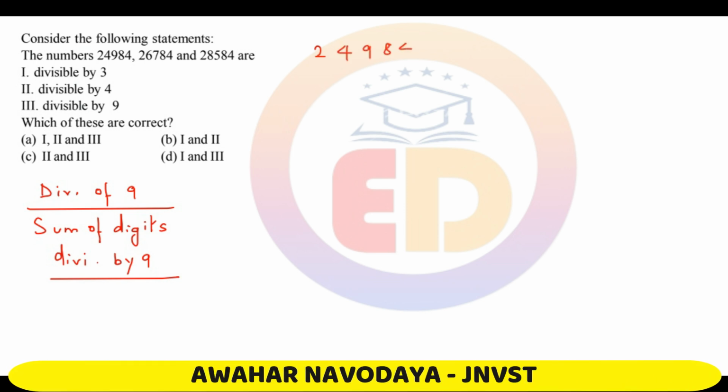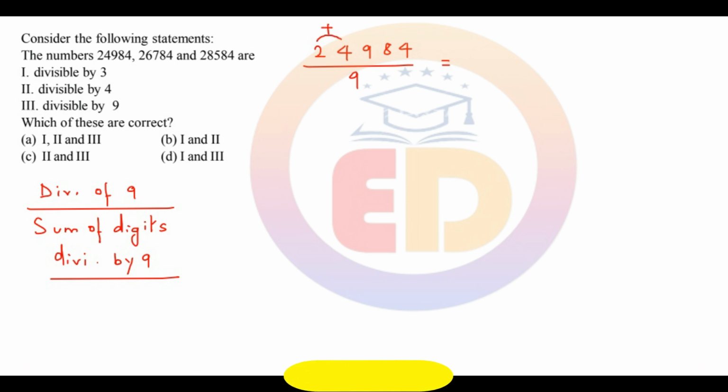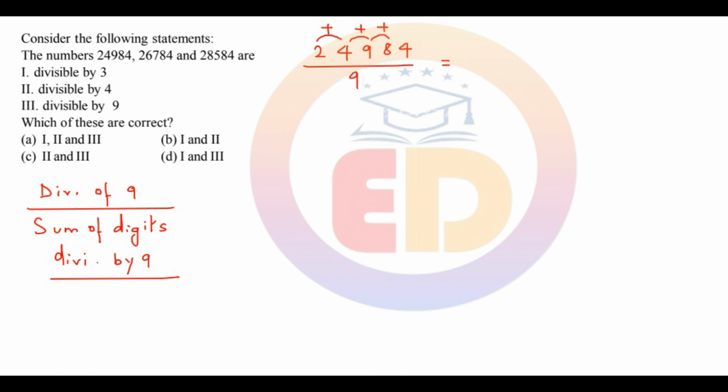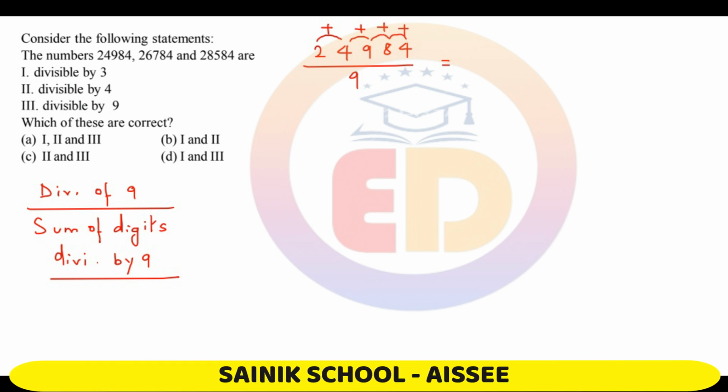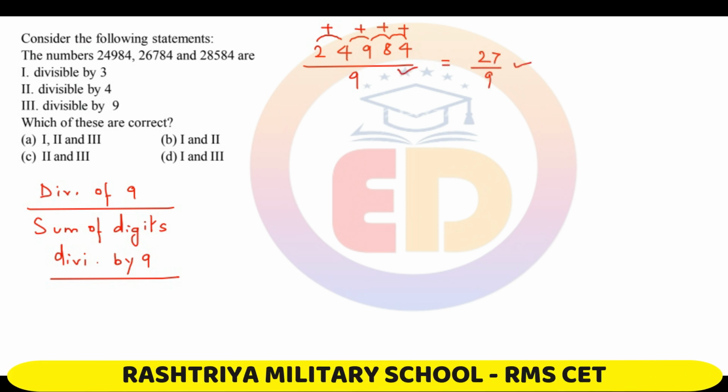Let's take the first number 24,984. And to check whether it is divisible by 9 or not, let us add the digits. 2 plus 4 is 6. 6 plus 9 is 15. 15 plus 8 is 23. 23 plus 4 is 27. 27 is divisible by 9. So it means this number is also divisible by 9.